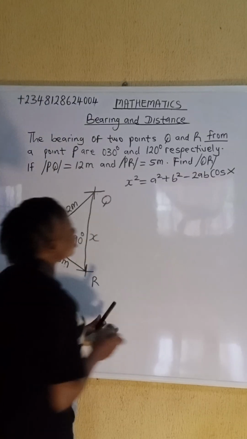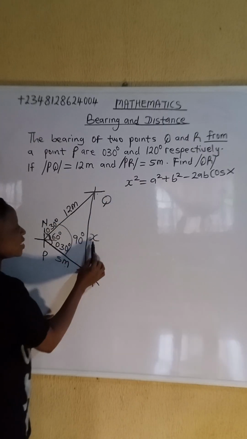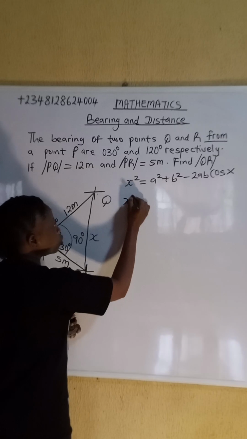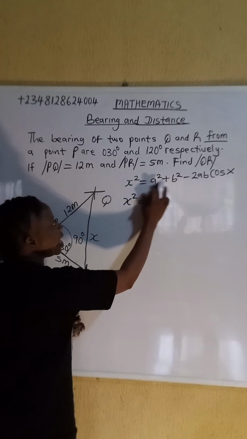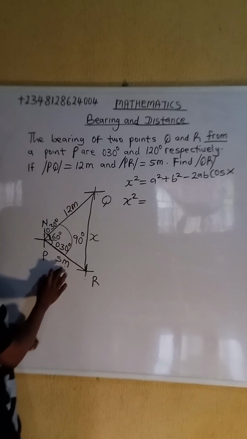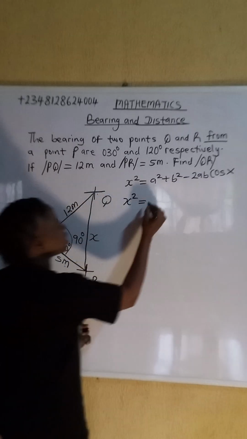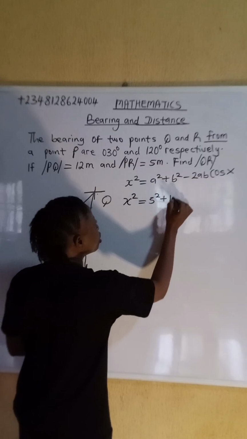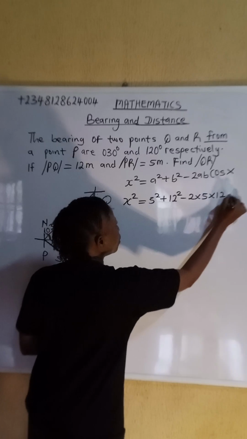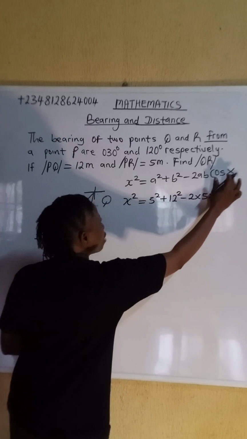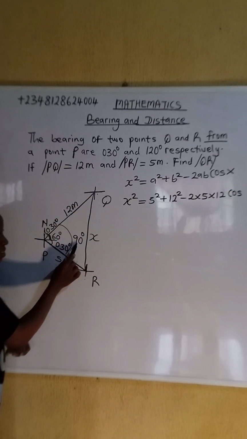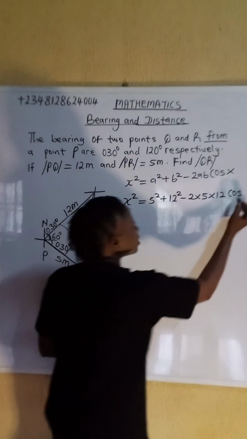Now, let's proceed. So now we are looking for side x. This is the side x. That will be x squared, unknown, equal to a and b will be the two sides. So a is 5 meter, while b is 12 meter. So that will be 5 squared plus 12 squared minus 2 times 5 times 12, then cos what? What is our x? X is the angle facing side x. That is 90 degree. So cos 90 degree.